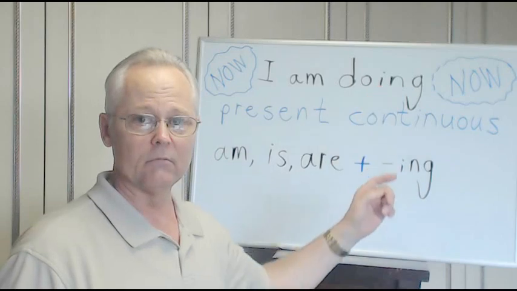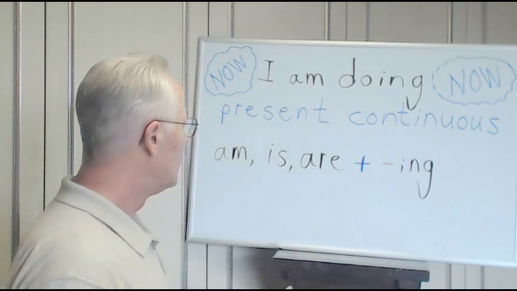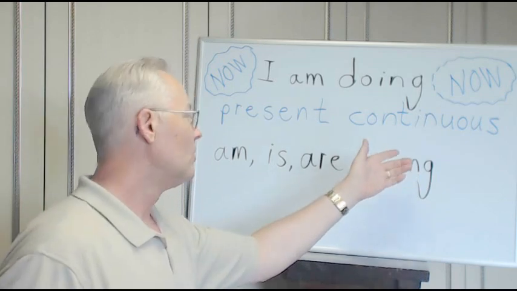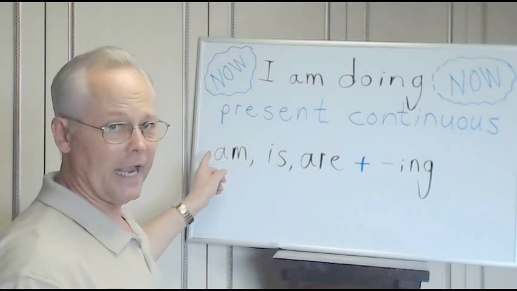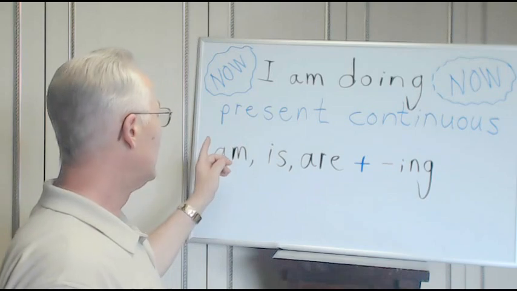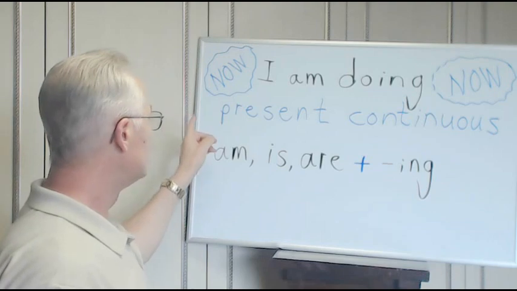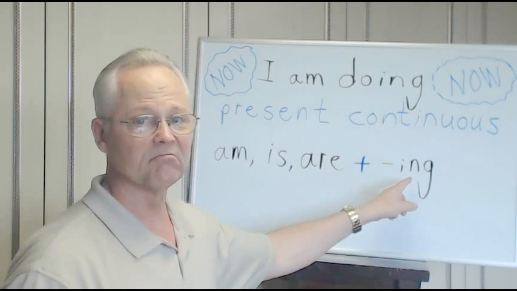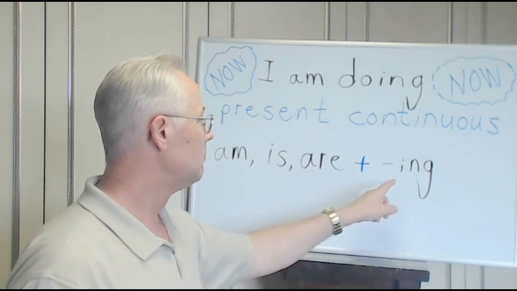I am doing. Do, ing. We take a verb, we put ing on the end of it. Working, wearing, walking, running. And we use am, is, or are. I am doing. She is running. We are driving.